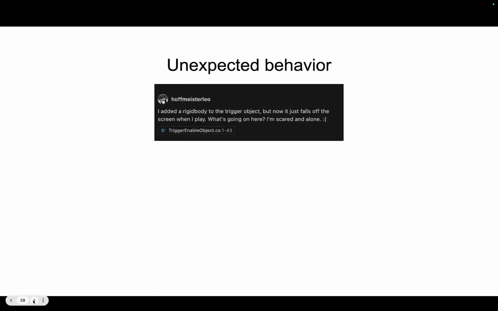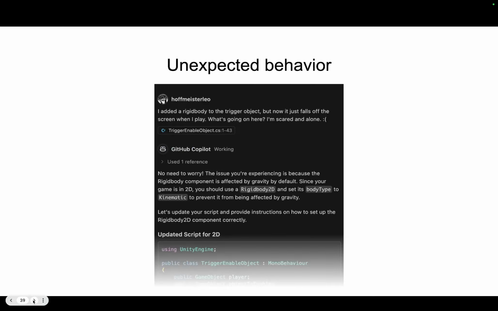Yeah, that's fun. Hey, Copilot, I added a rigid body to the trigger object, but now it just falls off the screen when I play. What's going on here? I'm scared and alone. And Copilot goes, no need to worry. The issue you're experiencing is because the rigid body component is affected by gravity by default. Since your game is in 2D, you should use a rigid body 2D and set its body type to kinematic to prevent it from being affected by gravity.